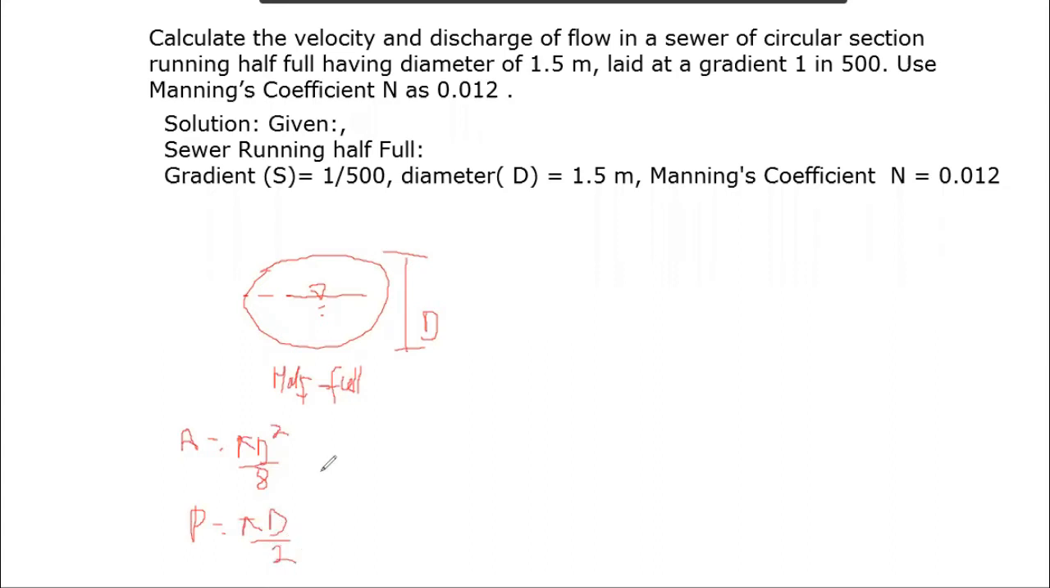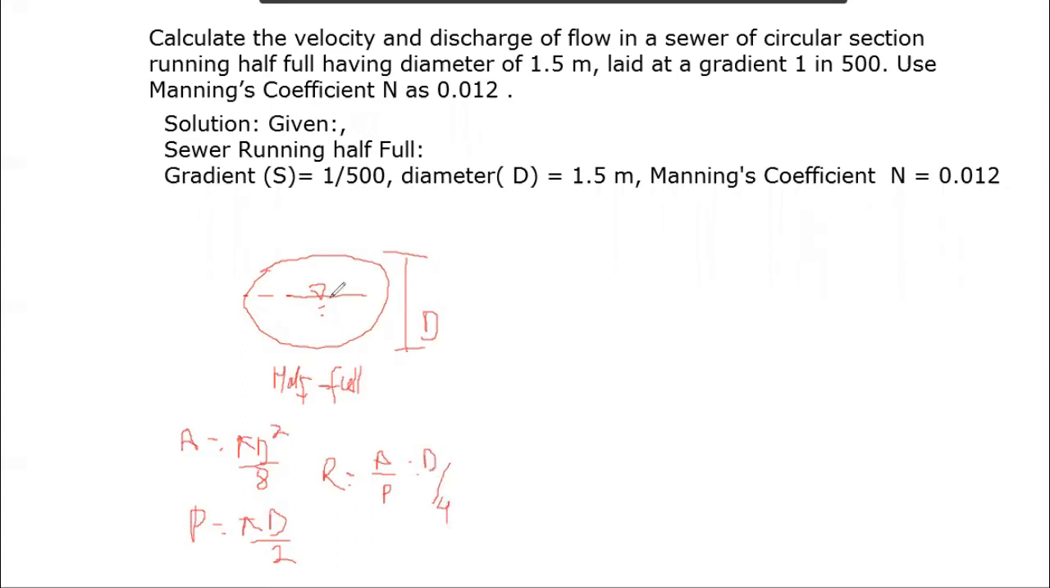Now the hydraulic radius R can be easily written as R equals A by P, and if we substitute the values of A and P, pi d square by 8 divided by pi d by 2, then we will get the hydraulic radius of such a circular sewer as d by 4. So d by 4 will be the hydraulic radius of sewer running half full.